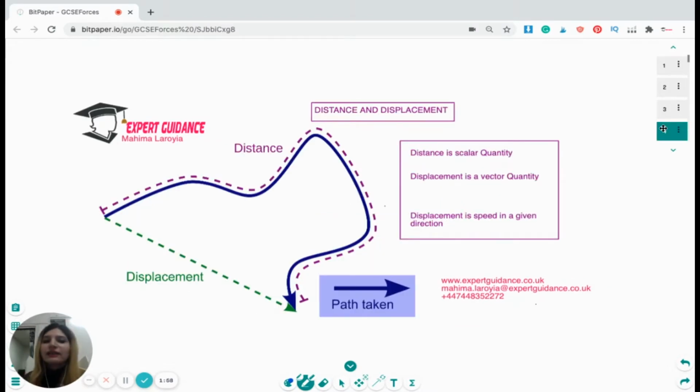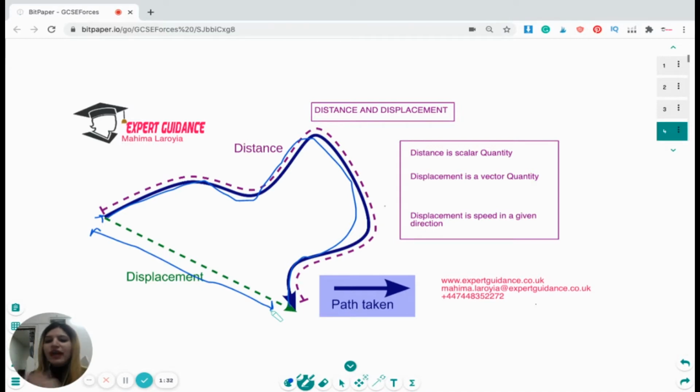Okay, now let's see what are distance and displacement. Let's focus on this figure here. Suppose I went from this point, all the way around, and reached here. The whole distance will be my total path taken. But what would be my displacement? My displacement would be just this distance, that is the distance between the starting and the final point.